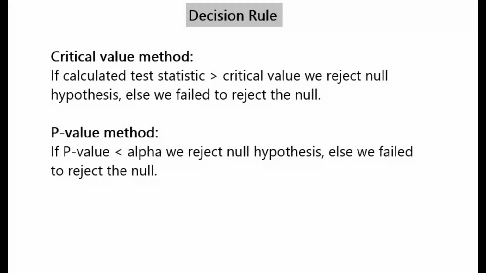Decision rule. Critical value method: if the calculated test statistic is greater than the critical value, we reject the null hypothesis, else we fail to reject the null. P-value method: if the p-value is less than alpha, we reject the null hypothesis, else we fail to reject the null.